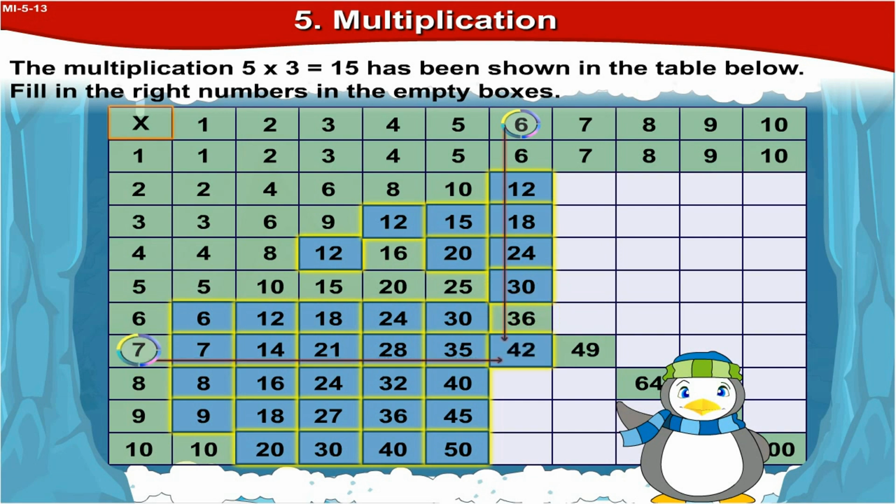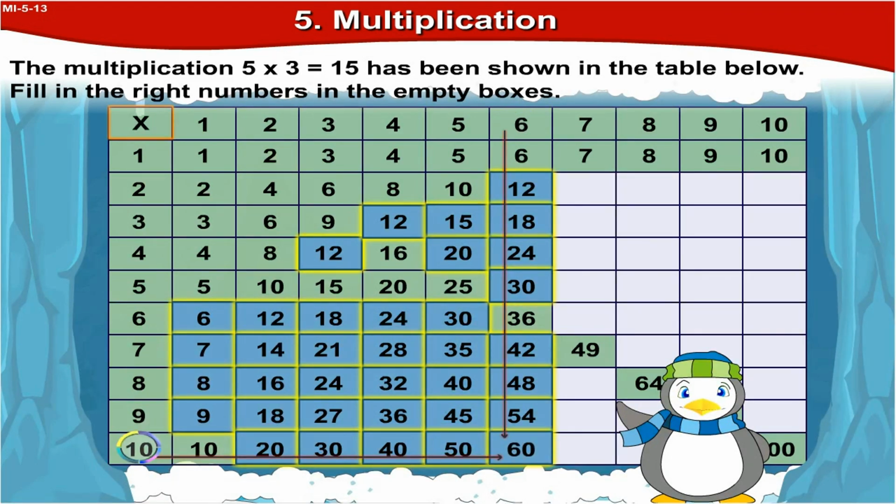6 multiplied by 7 is 42. 6 multiplied by 8 is 48. 6 multiplied by 9 is 54. And 6 multiplied by 10 is 60.